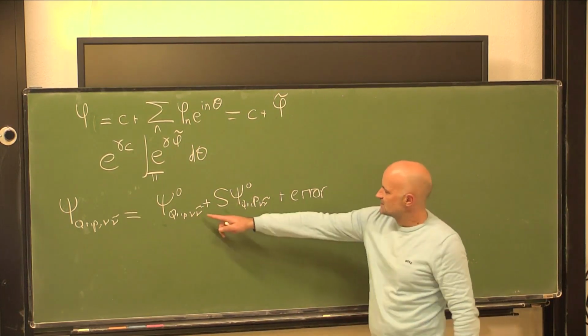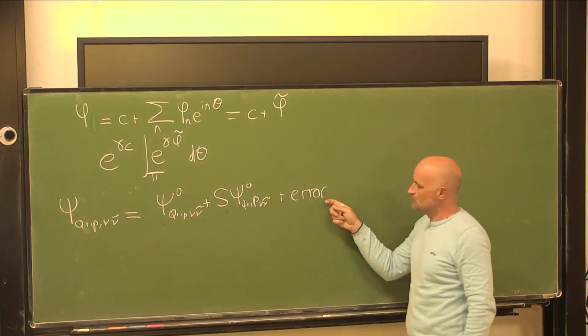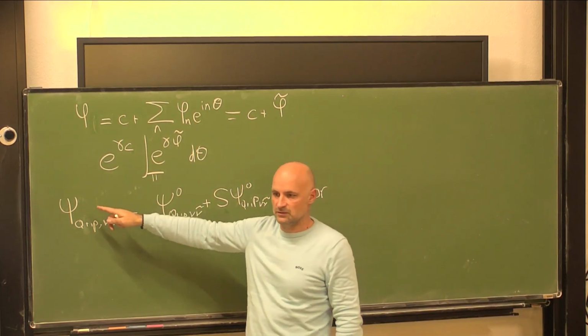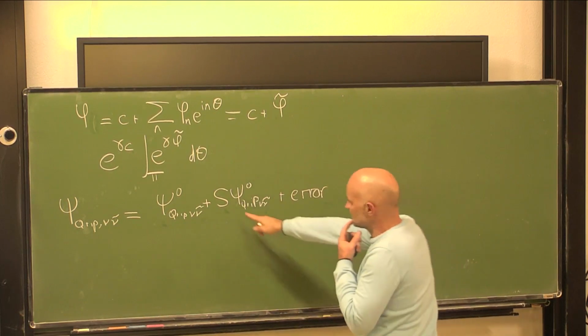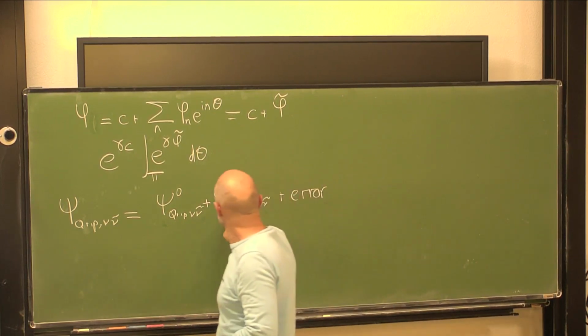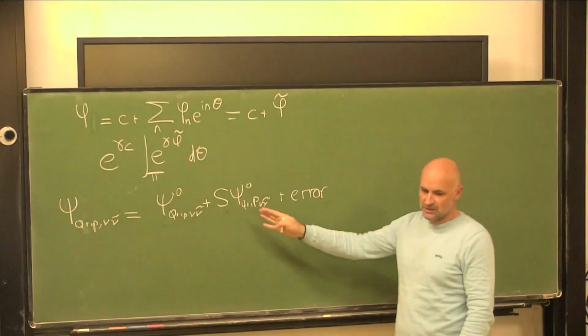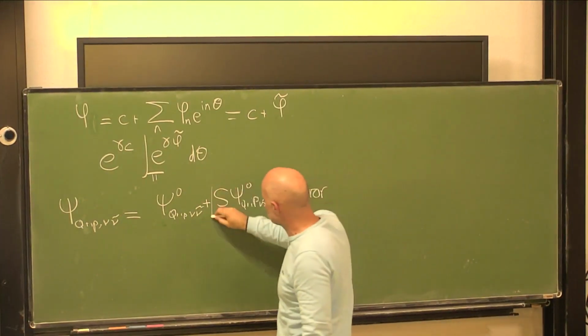You can correct this guy a little bit, and then up to an error, you have an eigenstate of the Liouville Hamiltonian. Okay? So this scattering matrix here, it's the analytic theorem. If you just do scattering theory, you will end up with something like this. But this guy here is not explicit at all.